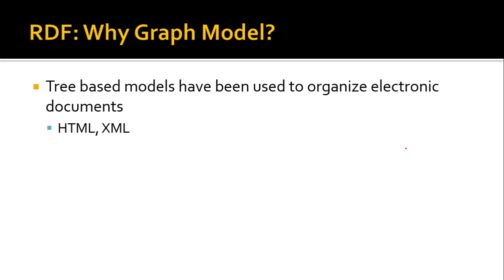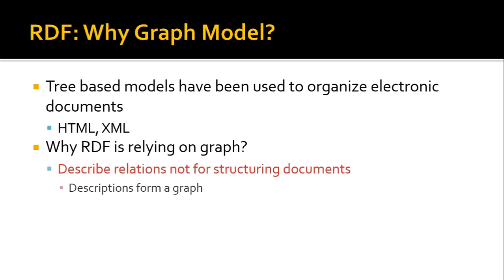Now one question may arise. Let's say you know that HTML and XML have been used to describe documents on the web in general. So they are tree-based models, right? So why are we going for a graph-based model, right? Let us see what kind of logic is there to support this graph-based model.